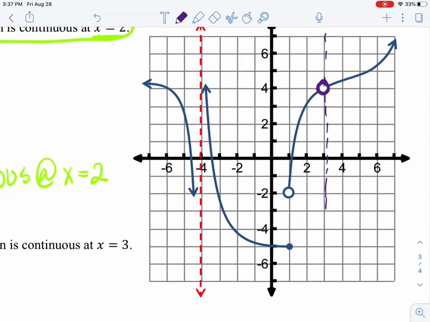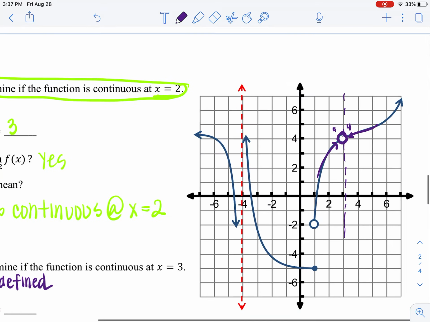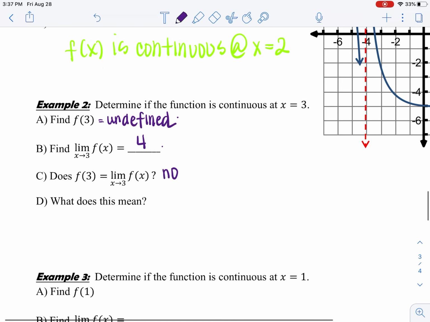Now we're going to find the limit as x approaches 3. I'm going to approach 3 from the left. That is 4. I'm going to approach 3 from the right. That y value is 4. So the limit as x approaches 3 is 4. Now I have to ask myself, are these two things the same thing? Absolutely not. What does this mean? It means that it is not continuous there.